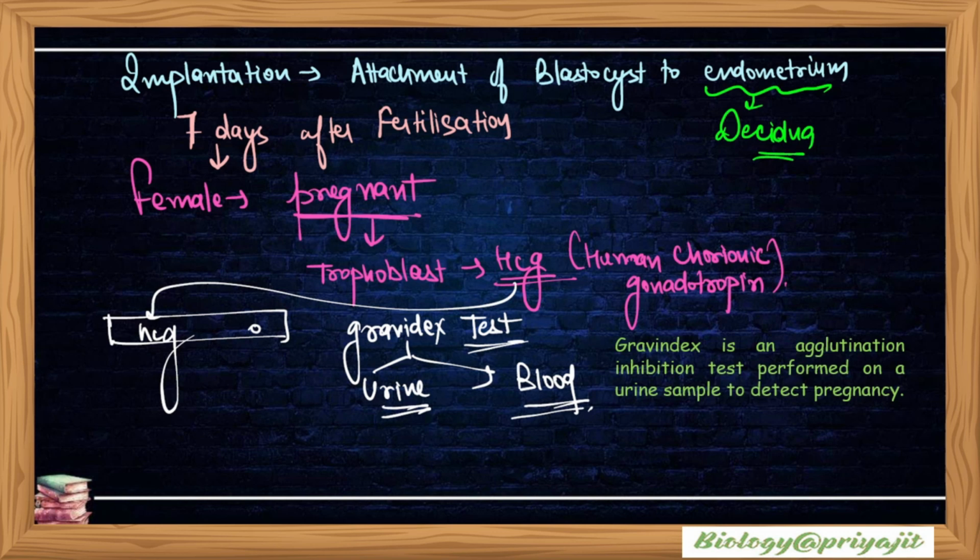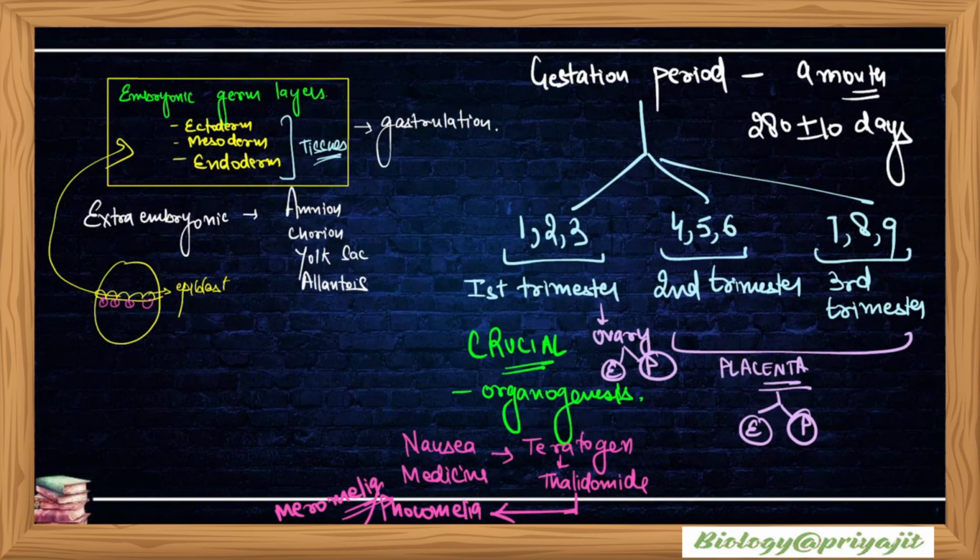So when a female gets pregnant, the trophoblast layer will secrete HCG, or human chorionic gonadotropin. You can detect the presence of the HCG hormone by means of the Gravindex test, which is an agglutination inhibition test performed on a urine sample to detect pregnancy.